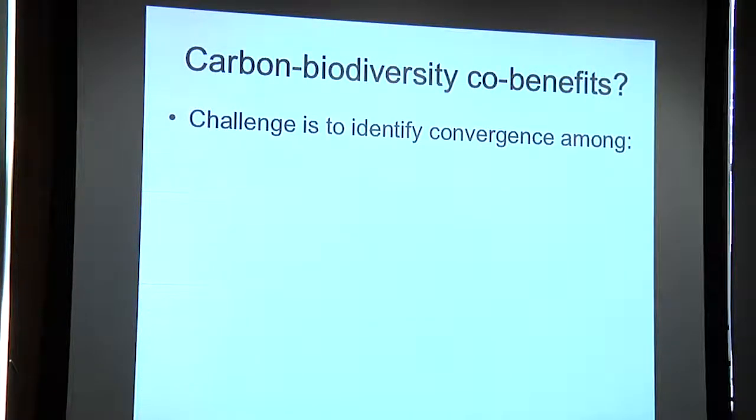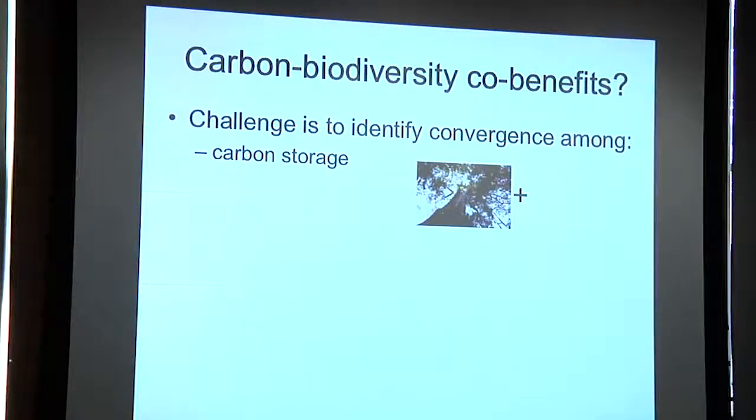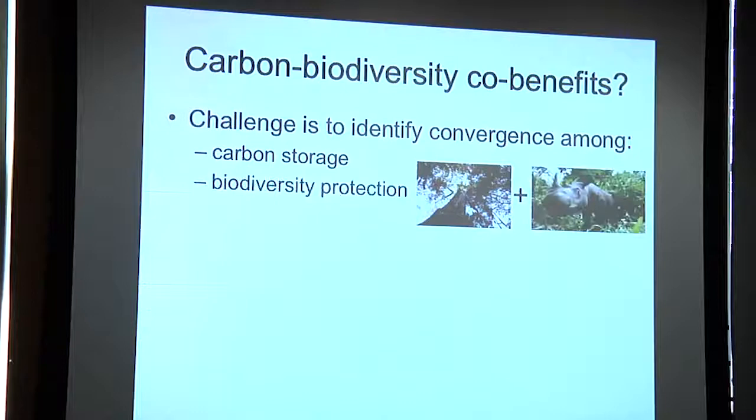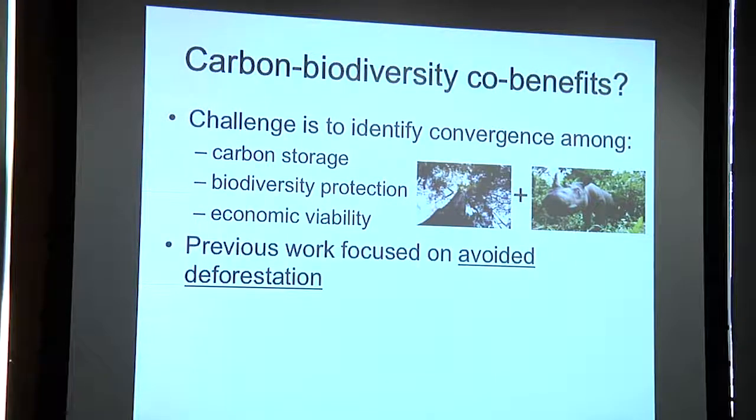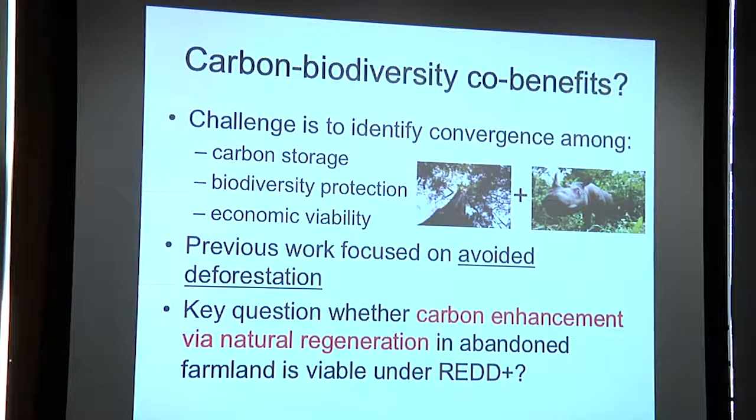We need to have convergence amongst 3 things. Firstly, of course, we need the carbon. We need to have some significant biodiversity protection potential, and we need it to not cost too much money. So previous works have been focusing on avoided deforestation, but we've been looking at this from a different angle, focusing on whether there's a role for enhancing carbon via natural regeneration through the abandonment of farmland.